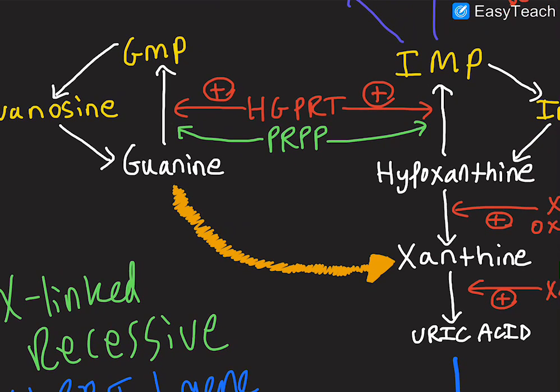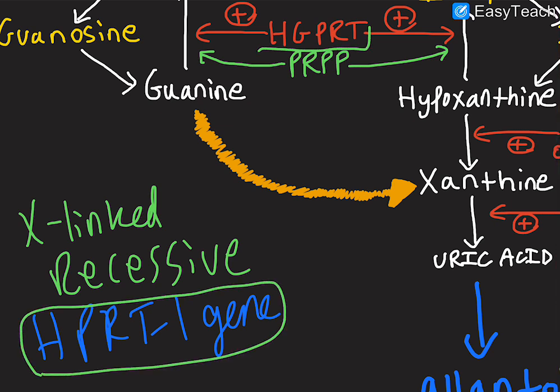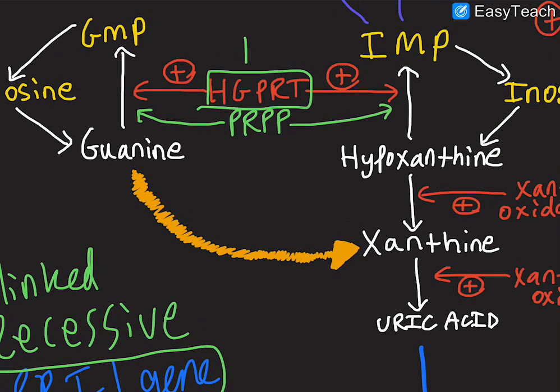Lesch-Nyhan syndrome is a deficiency. We know it's an HPRT1 gene mutation. Well, this HPRT1 gene actually codes for the HGPRT enzyme, the hypoxanthine guanine phosphoribosyl transferase enzyme. If there's a mutation in the HPRT1 gene, you're going to have a deficiency in this enzyme. A deficiency in HGPRT means you cannot convert guanine into GMP, and you cannot convert hypoxanthine into IMP. Remember this from the purine salvage pathway.